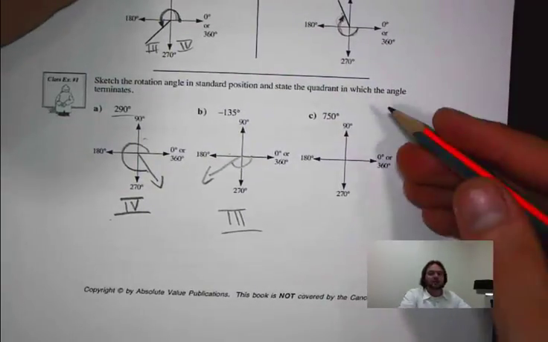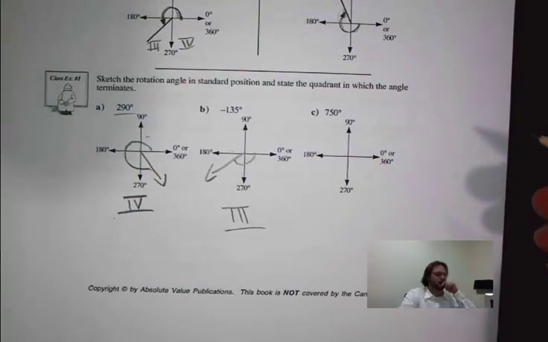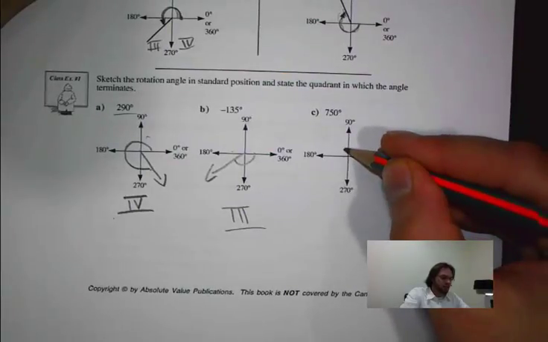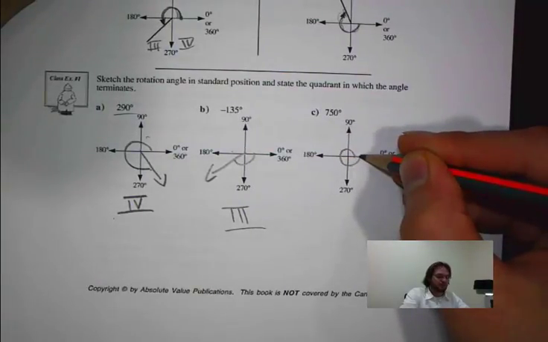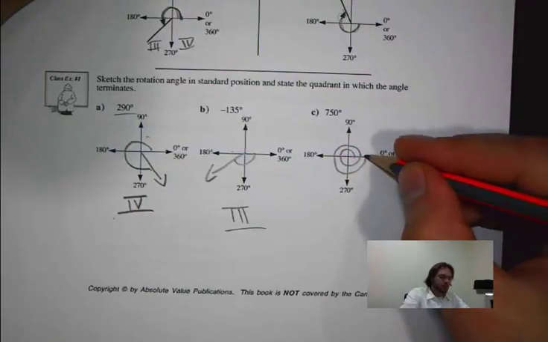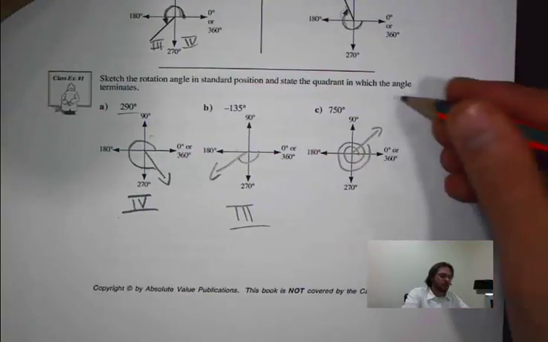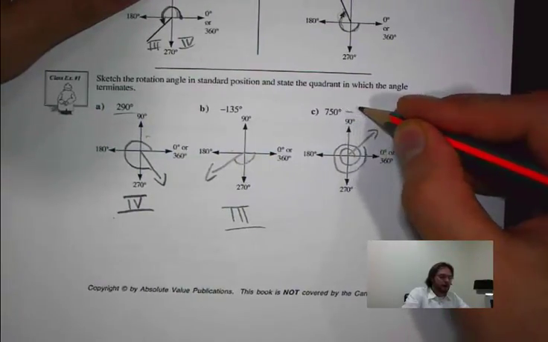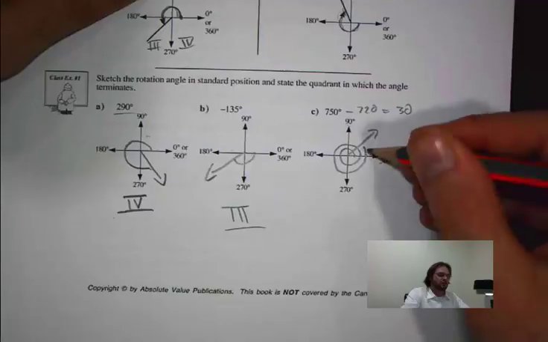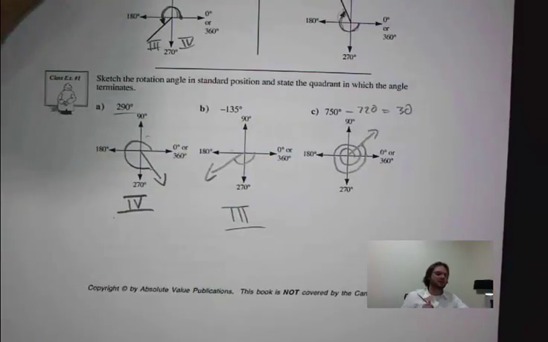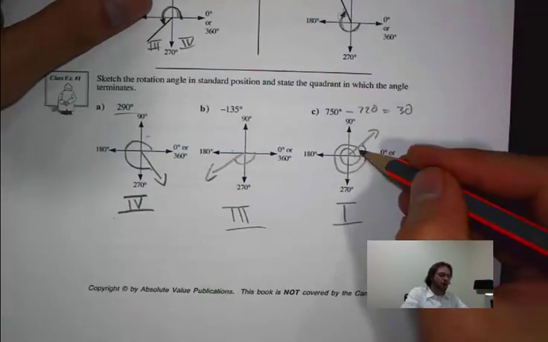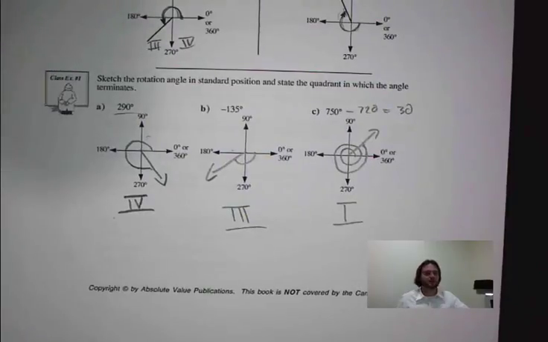Take a look at the next one, 750 degrees. 750 is a lot bigger than 360, isn't it? I go once around, that's 360, and a second time around, that's 720. I have to go a little bit more, so I subtract 720, which is 2 circles, and that equals 30 degrees. It's really 30 degrees from the x-axis, so that's in quadrant 1. We go a full 2 circles and then another 30 degrees.